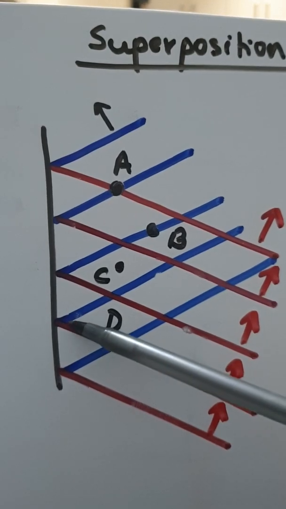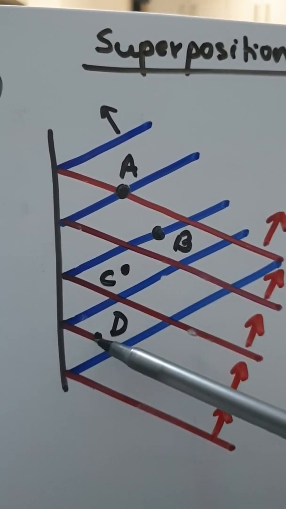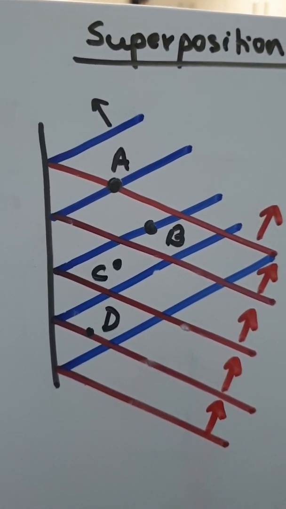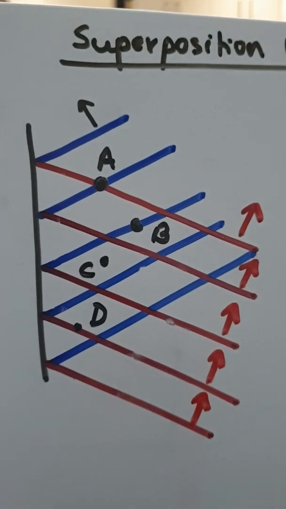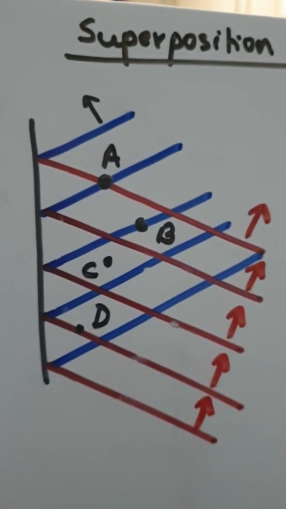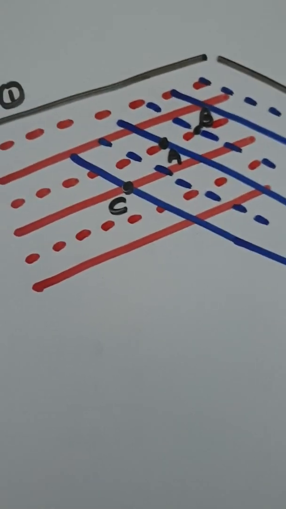D is where the crest of one wave interferes with the trough of the other, so that's going to be undisturbed. So that's how you solve that one. Now let's look at question 2. I'll just take that off to get the next one. I've color coded it for you, but let's just look at the question here.